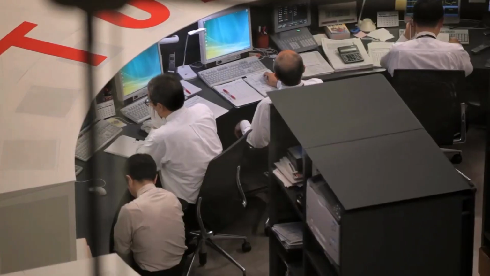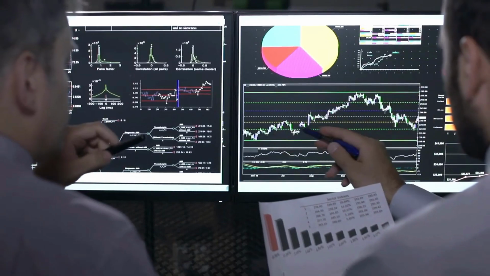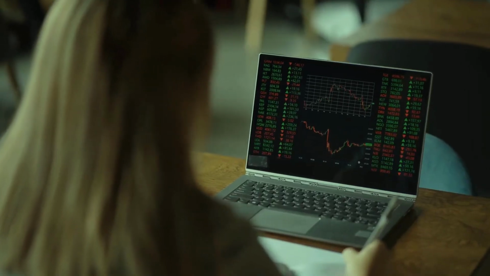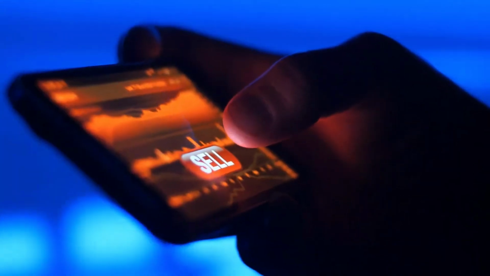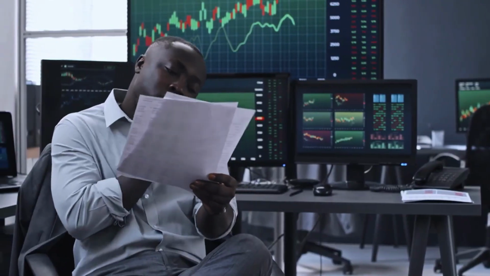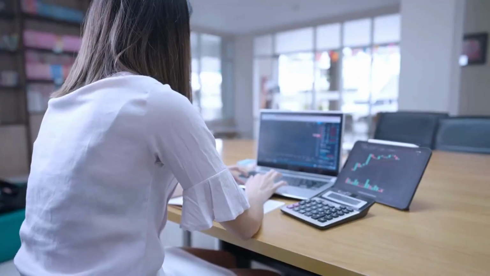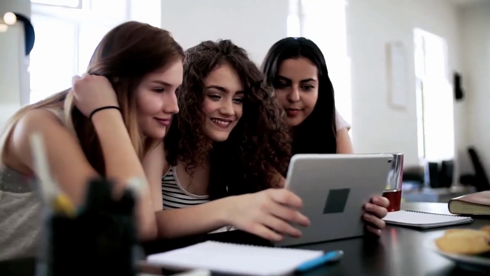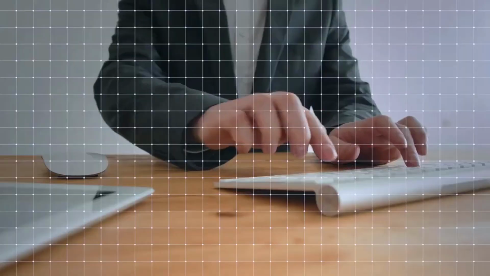Use stock screeners. Platforms like Morningstar, Yahoo Finance, and Robinhood offer filters to find stocks that meet your criteria. For example, if you want stocks with low debt and high growth potential, these tools will narrow the list, saving you hours of manual work.